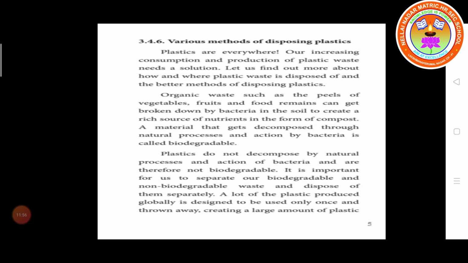So the next topic, various methods of disposing plastics. Plastics are everywhere. Our increasing consumption and production of plastic waste need a solution because plastics are everywhere. So we are consuming more plastics. So let us find out more about how and where plastic waste is disposed of and the better methods of disposing plastics.